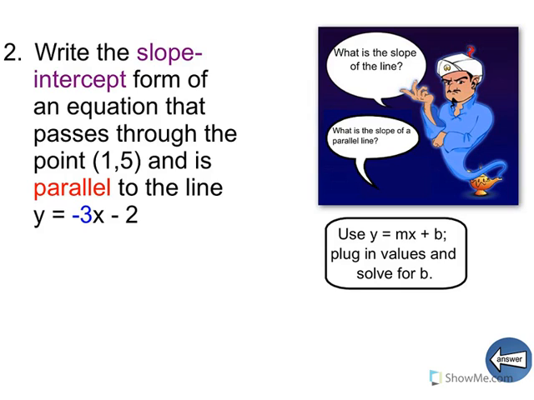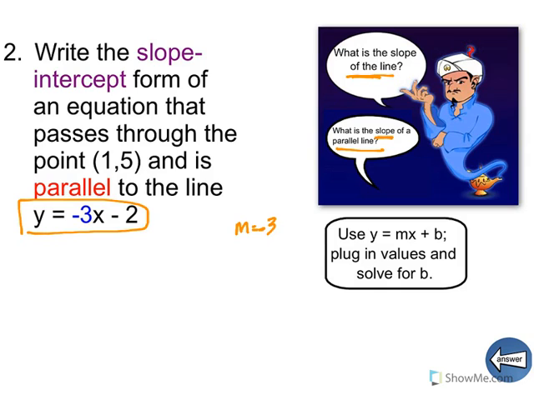The other thing that we need to be able to do is write the equation of a line when we're given a point and we know that it's the line that's parallel. So remember that for parallel lines, the slope of those lines is the same. For the equation that they give us, y equals negative 3x minus 2, all that we're going to need to pull from this line is the slope. So what is the slope of a line that's parallel? The line has a slope of negative 3, so the slope of our line is also negative 3.